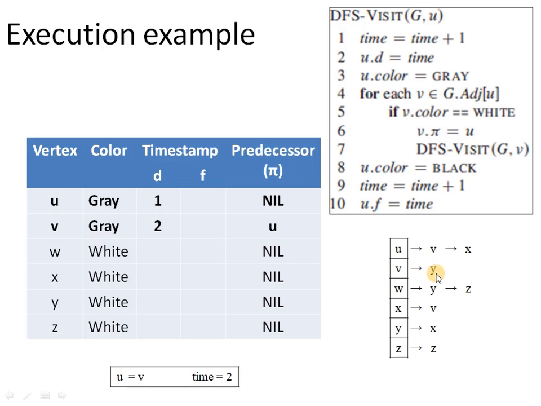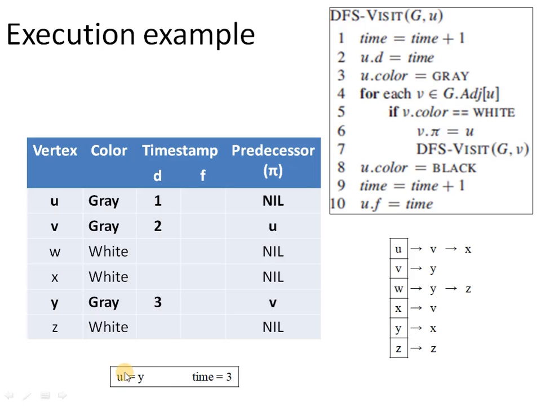So we will get a node y. Since y's color is white, we have to update the pi attribute corresponding to y to u, and here u is nothing but vertex v. So pi corresponding to y will be updated to v, and then we will call the DFS visit procedure again for this vertex. So now u will be called for vertex y. So u equals to y now.